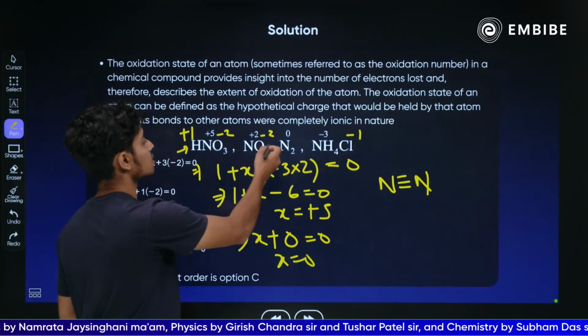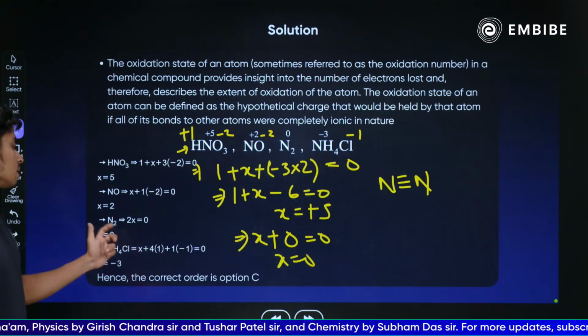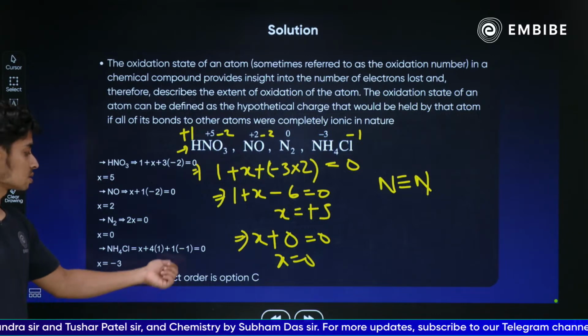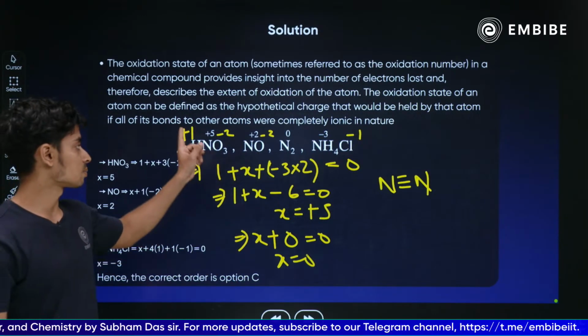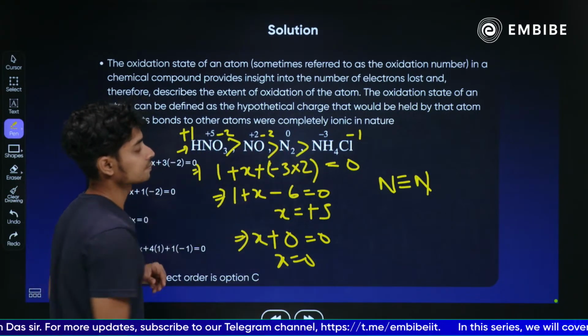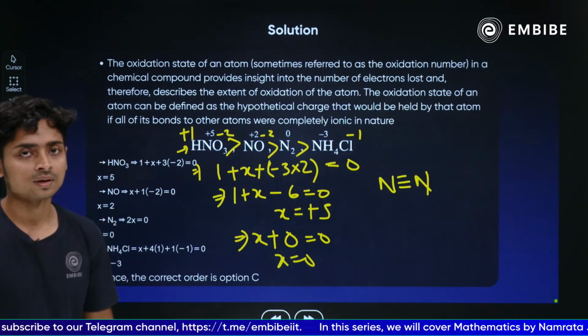So +5, +2, 0, and in NH4Cl, if you do the calculation, X plus 4 minus 1, as Cl has an oxidation state of -1, equals 0. So X is equal to -3. So option C is correct. This is your order, from +5, so decreasing order. So this is your answer. We'll move on to the next slide.